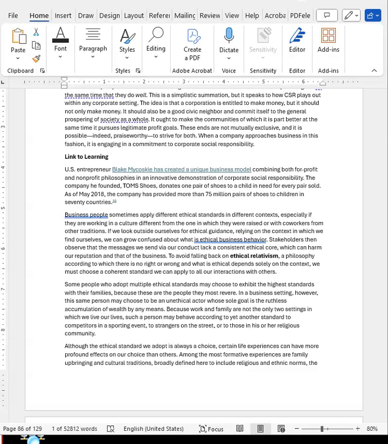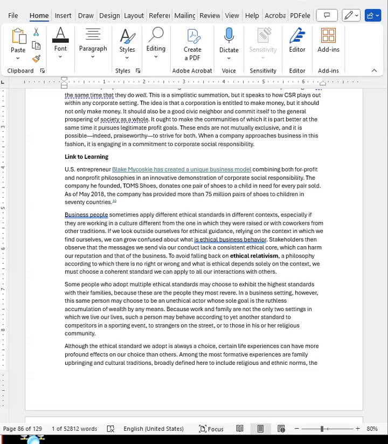Link to learning. U.S. entrepreneur Blake Mycoskie has created a unique business model combining both for-profit and non-profit philosophies in an innovative demonstration of corporate social responsibility. The company he founded, Tom's Shoes, donates one pair of shoes to a child in need for every pair sold. As of May 2018, the company has provided more than 75 million pairs of shoes to children in 70 countries.